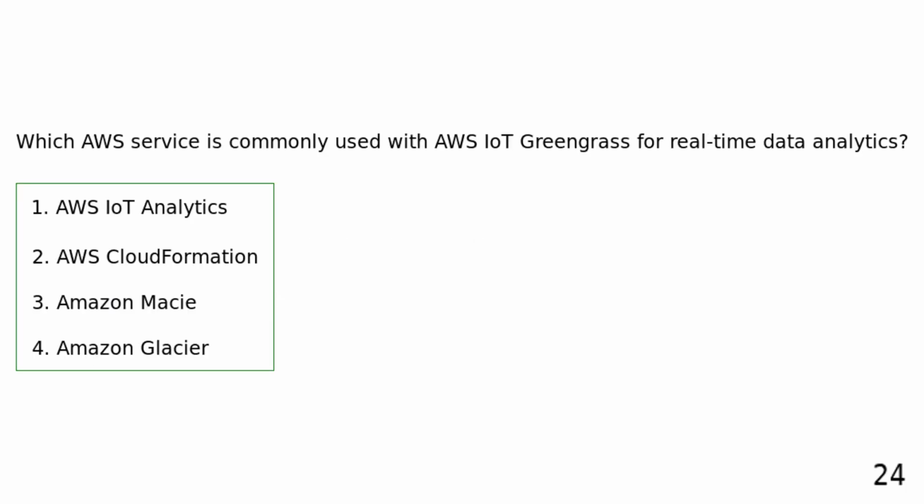Which AWS service is commonly used with AWS IoT Greengrass for real-time data analytics? AWS IoT Analytics. AWS CloudFormation. Amazon Macie. Amazon Glacier. AWS IoT Analytics provides tools for analyzing IoT data in real time, which complements Greengrass's local processing capabilities.